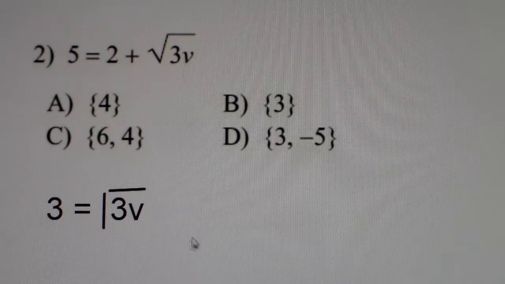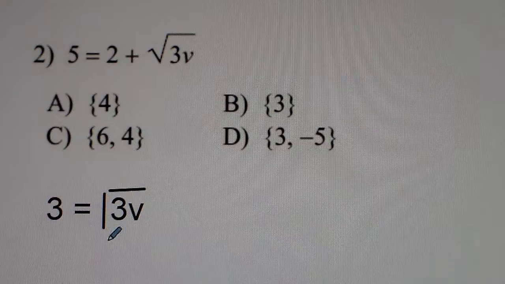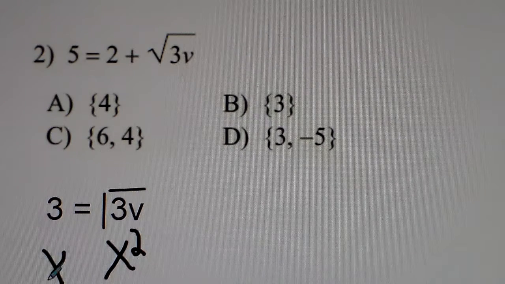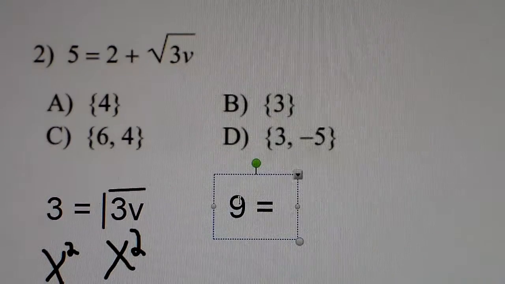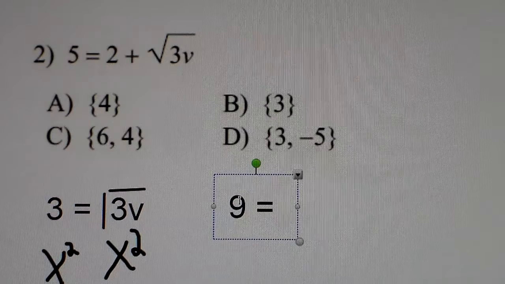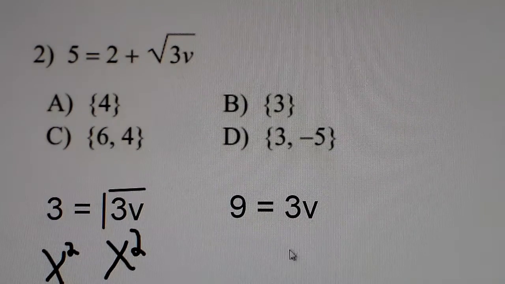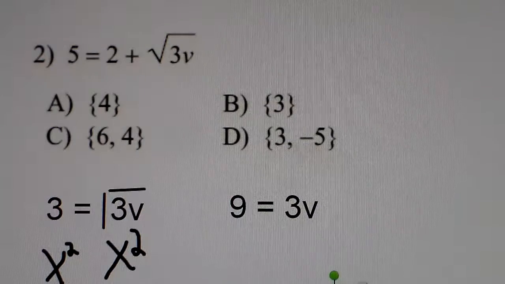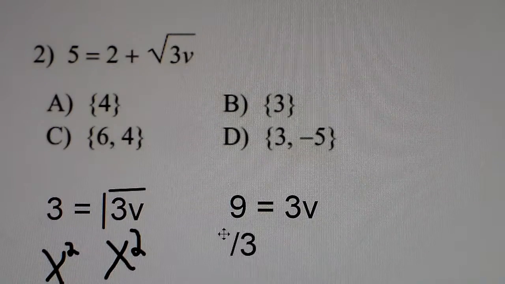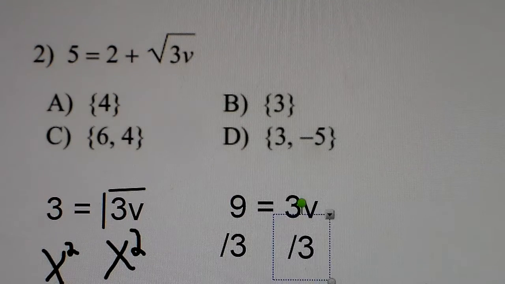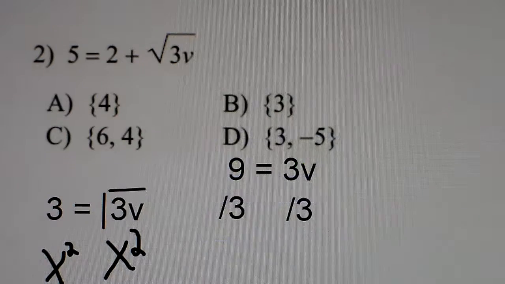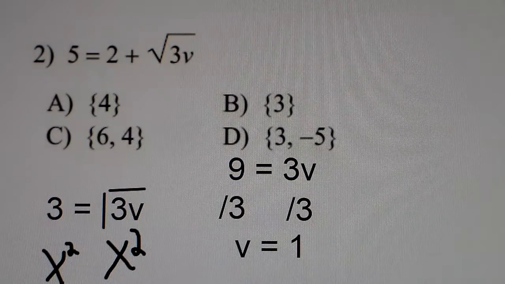And then we have to square both sides. 3 squared is 9. So you have 9 equals, well, the radical 3v squared is just 3v. Then we're going to divide by 3 to both sides. You guys already know 9 divided by 3 is just 3. So you're going to have v equals 1.